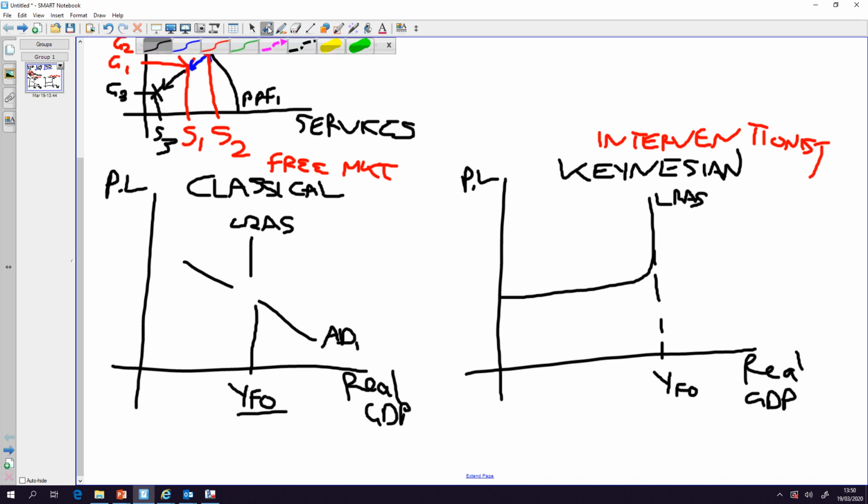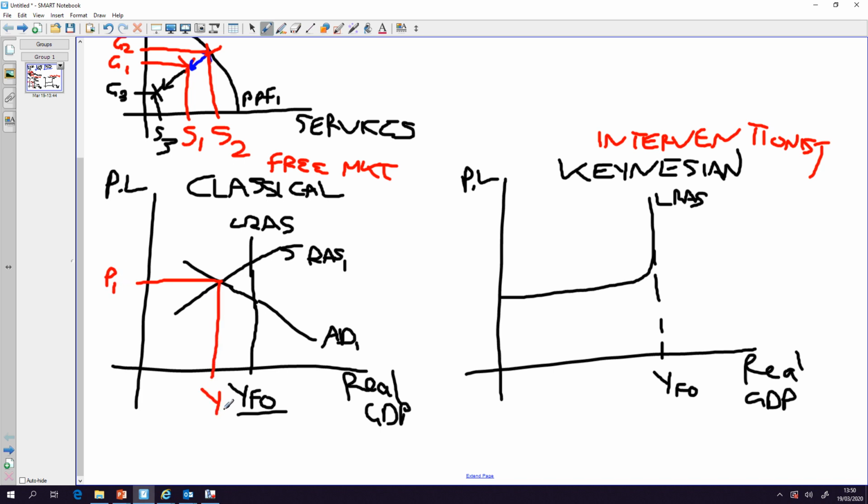Right, let's get back to the pen. So let's imagine an economy is starting here. Now look at the problem in the economy here. The potential of the economy is YFO. Now YFO stands for the income of the country if we were at full output. So all that means is if every single factor of production was employed in the economy, we would be operating at YFO. It's the output we can produce with an efficient use of all of our factors of production.